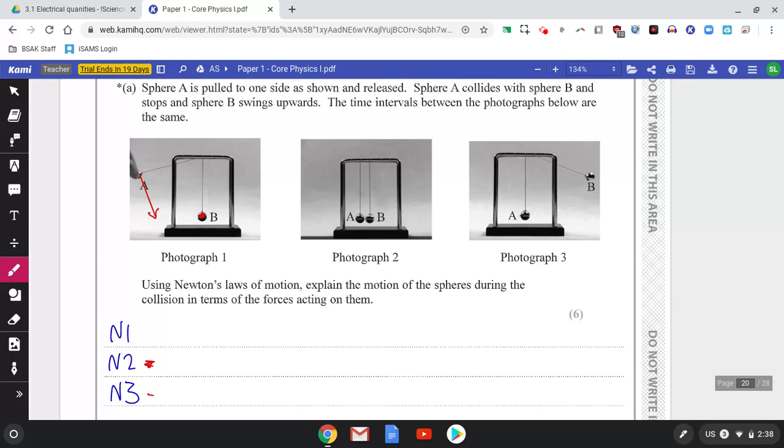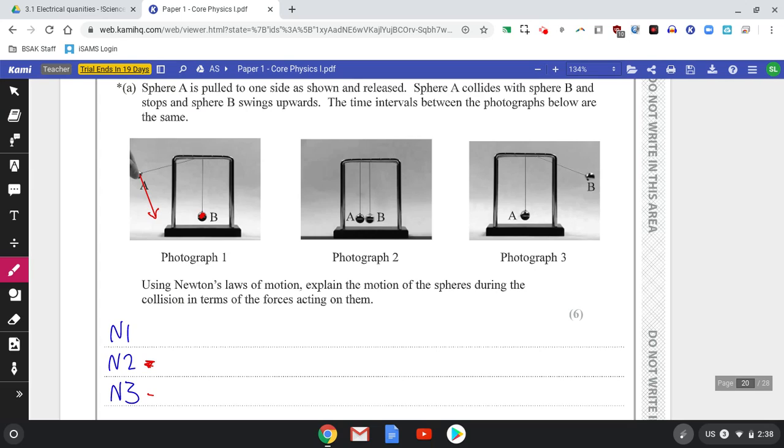So there's actually three things we can talk about there, can't we? During the collision, we've got Newton's third law. They're both exerting forces on each other, but we've got A accelerating B, and we've got B decelerating A. So we've got two applications of N2 and one of N3 there. Okay? And then B's going to rise up. You could talk about N2 as B goes up, couldn't you?